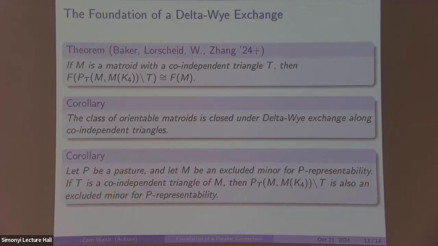And we think this wasn't known for orientable matroids as far as we can tell. It's also not hard to show from this theorem that for any pasture P, if I take an excluded minor for that pasture and do a delta-Y exchange, I get another excluded minor. This was known for partial fields, but as far as we can tell, it wasn't known for hyperfields, or of course for pastures in general.